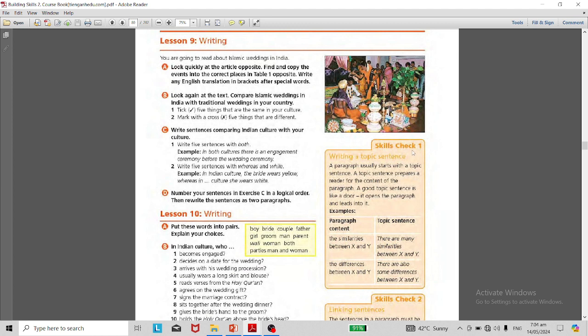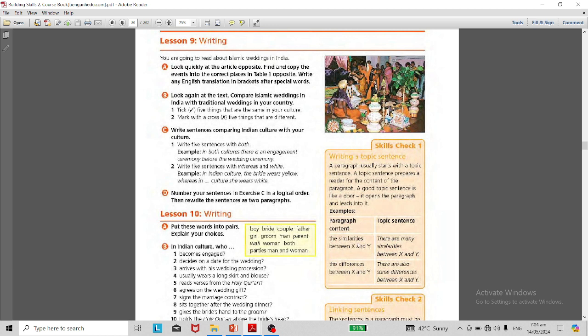We have a skills check 1, writing a topic sentence. A paragraph usually starts with a topic sentence. A topic sentence prepares a reader for the content of the paragraph. A good topic sentence is like a door, it opens the paragraph and leads into it. So there is no paragraph without a topic sentence. A topic sentence is the most important part of the paragraph. It's the core of the paragraph.